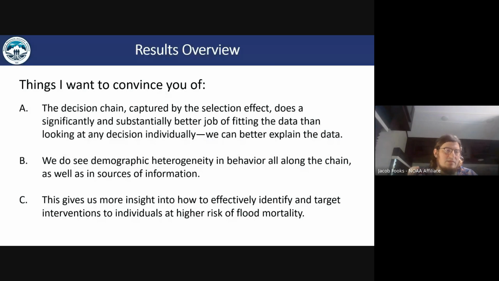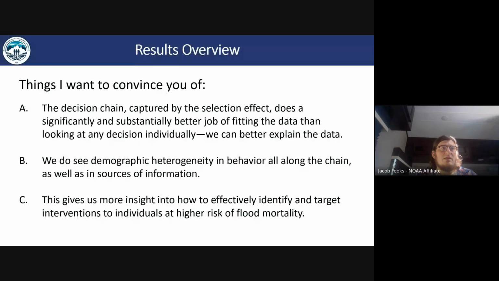The corollary to this is that if one does not take this selection into consideration when estimating some of this data, you're going to have biased results, right? So these are better, less biased estimates than one would otherwise get. Secondly, the practical thing of interest to us is that we're trying to classify behavior to identify intervention points, and we do see a fair amount of demographic heterogeneity all along the chain of behavior, right? You see different people making different decisions at different points, as well as receiving different sources of information.